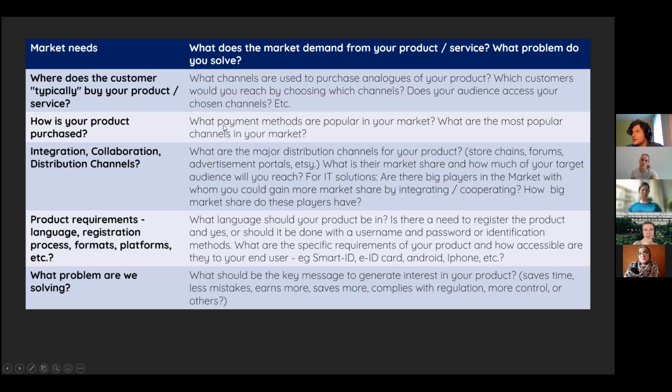How is your product purchased? What payment methods are popular in your market? What are the most popular channels in your market? So I'm in this place, actually, this is more for the IT companies, and usually I'm doing it because I'm putting this question here, meaning that if I'm building, I don't know, a web product or mobile app, then I understand that in Latvia, we have 4 larger banks.